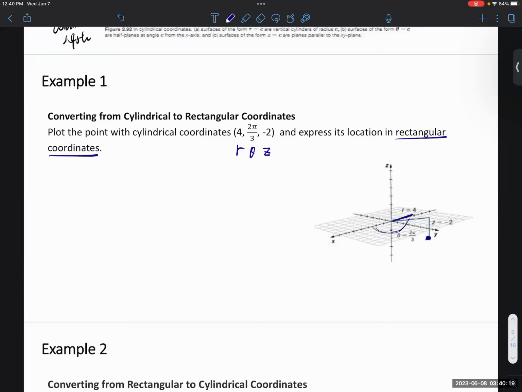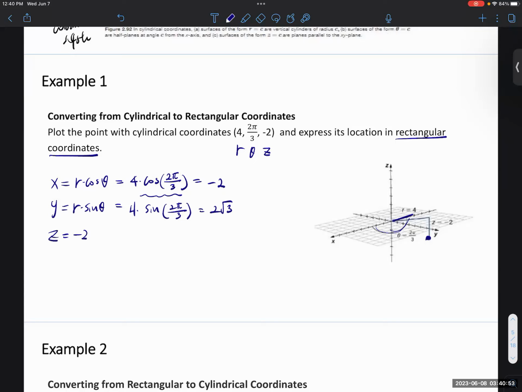So it's hard to imagine it, right? So let's convert it to XYZ Cartesian. We know x equals r times cosine theta. So r is 4, and the angle is 2 pi over 3. If you simplify using decimals, you can find -2, so x is going to be -2. y is r times sine theta. So 4 times sine 2 pi over 3, you will get 2 radical 3. And then z is the same, -2.